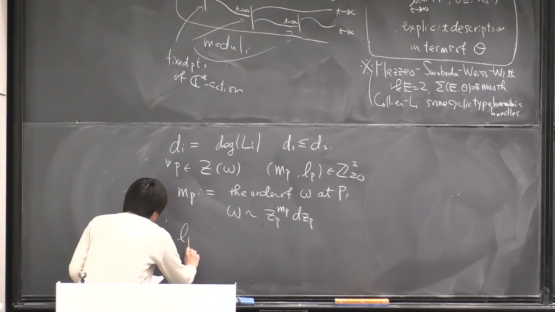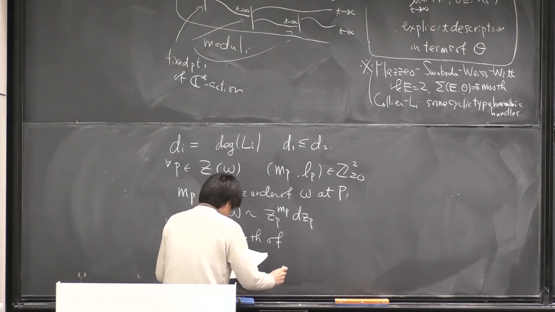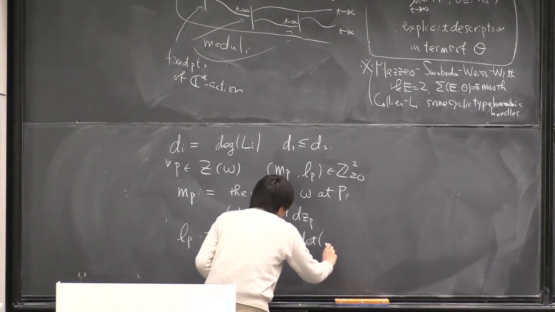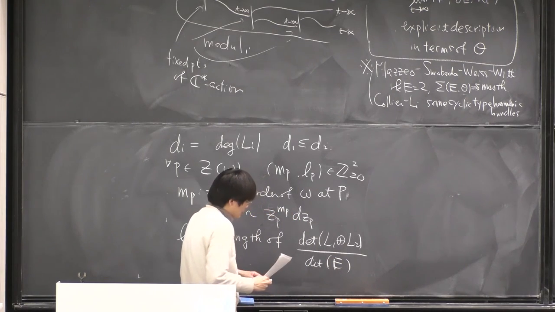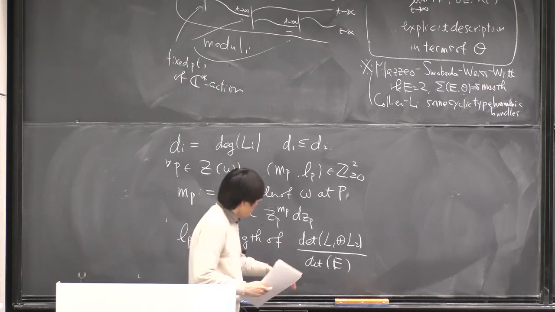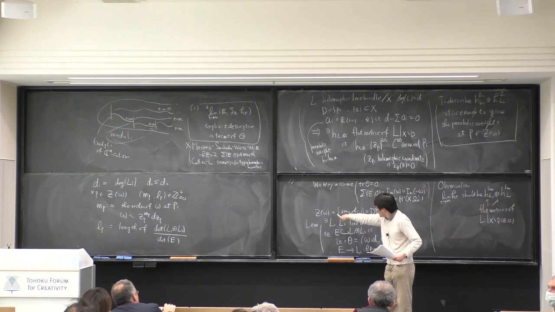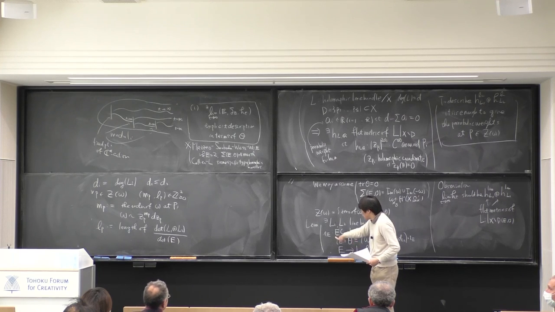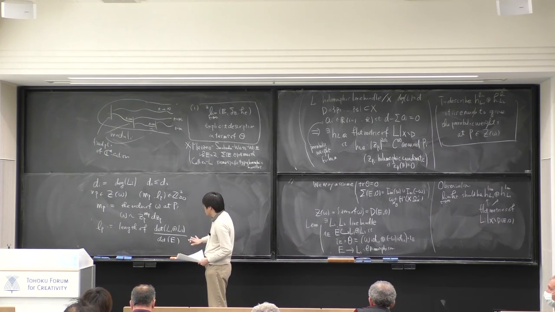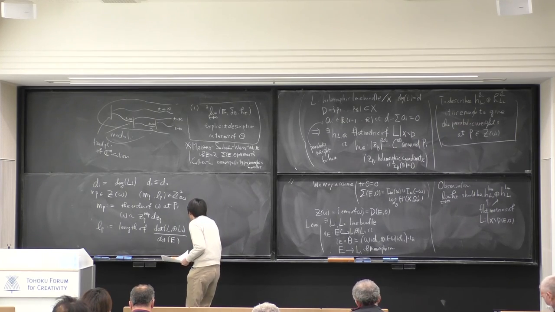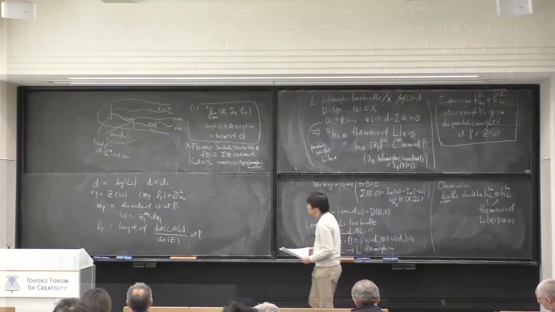And l_P denotes the length of the cokernel of the morphism from the determinant bundle of E to L1 plus L2. I mean, E is contained in L1 plus L2, and this is an isomorphism outside of the zeros of omega. And we have the induced morphism from the determinant bundle of E to the determinant of L1 plus L2. And this has a torsion sheaf cokernel on X, and its support is contained in Z omega. And l_P is the length of this torsion sheaf at P. We have these two integers.